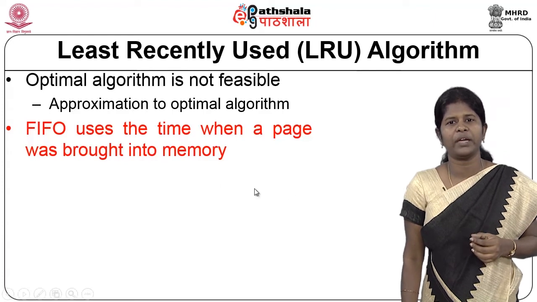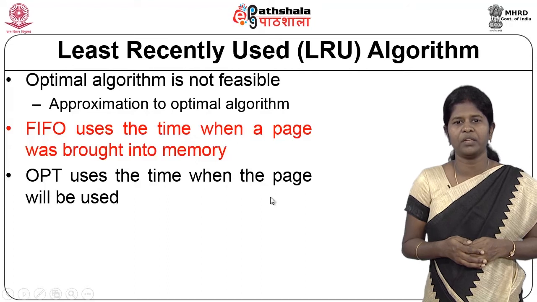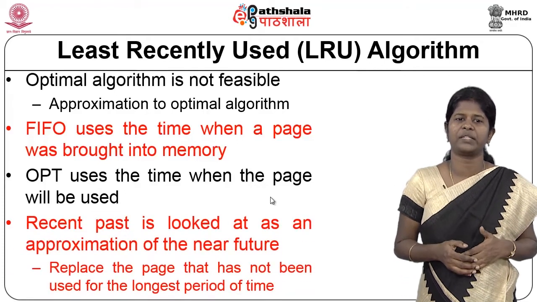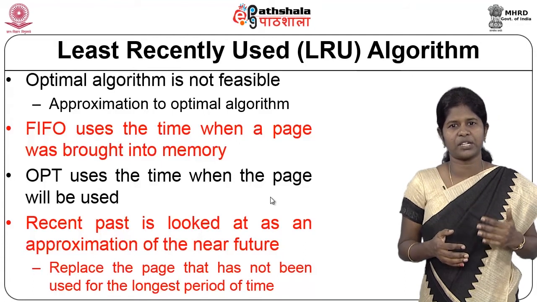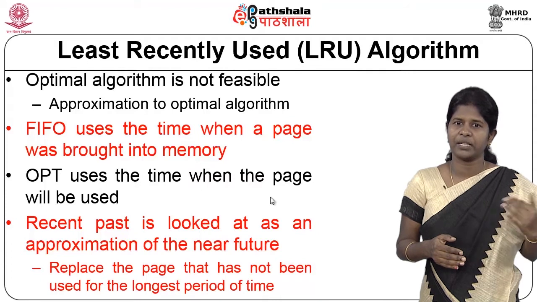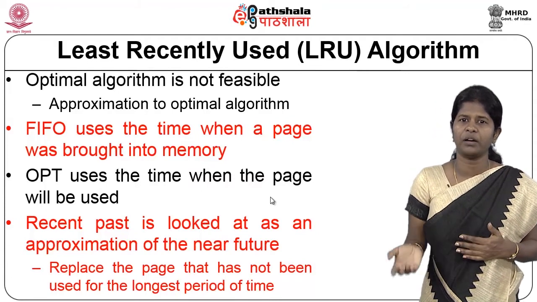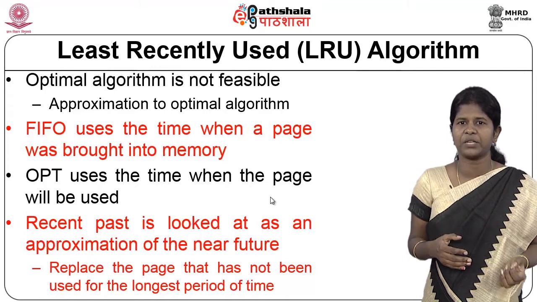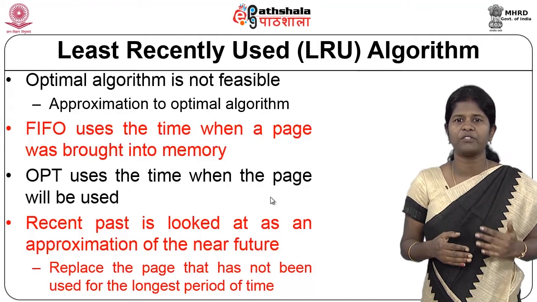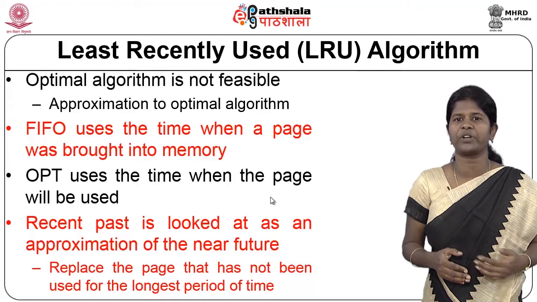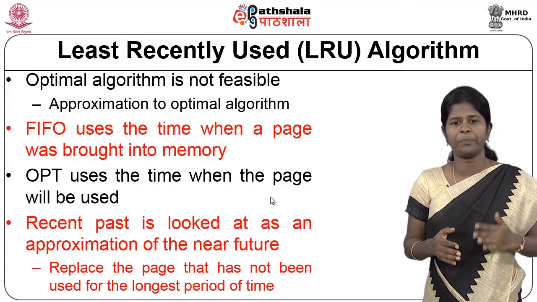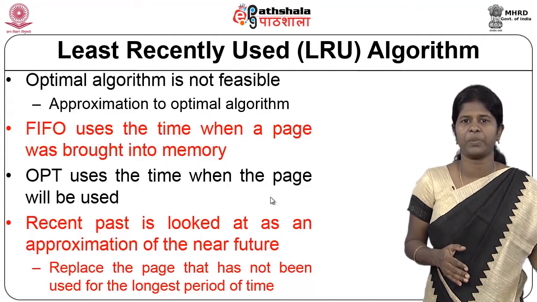In the case of FIFO, it uses the time when a page was brought into memory. The optimal algorithm uses the time when the page will be used in the future. This LRU algorithm looks at the recent past as an approximation of the near future. That is, the pages have been referred to in this pattern in the recent past, so maybe it is the way they will be referred to in the near future. If a page was referred to in the recent past, you assume that it will also be used in the near future, and hence you do not choose that page for replacement. The page chosen for replacement will be the page which was not used in the recent past, or you replace the page that has not been used for the longest period of time.